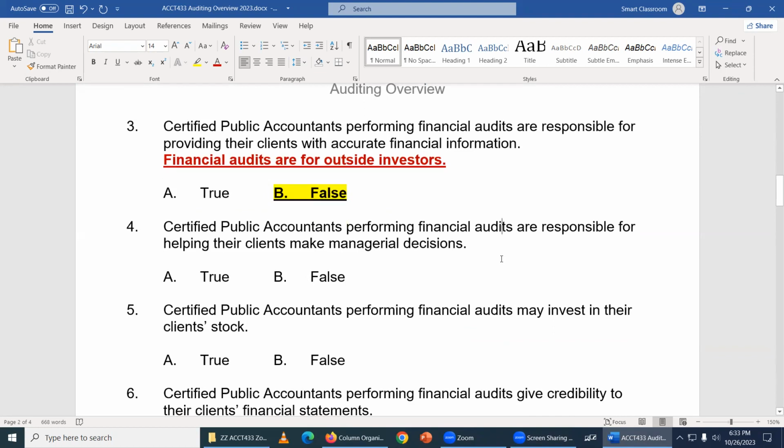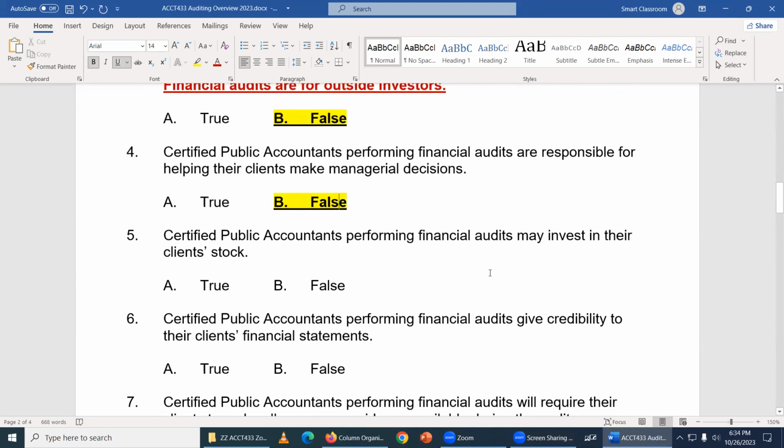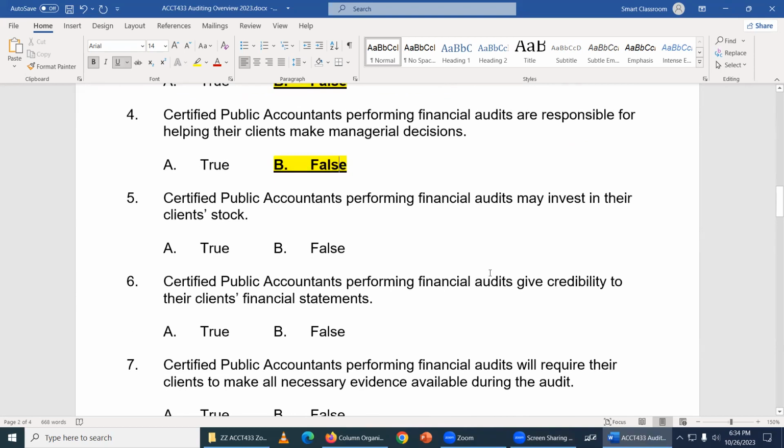Certified public accountants performing financial audits are responsible for helping their clients make managerial decisions. False. And you don't want to do that because, first of all, you lose your license, but second of all, you'd be auditing your own work, basically. Certified public accountants performing financial audits may invest in their client's stock. False.